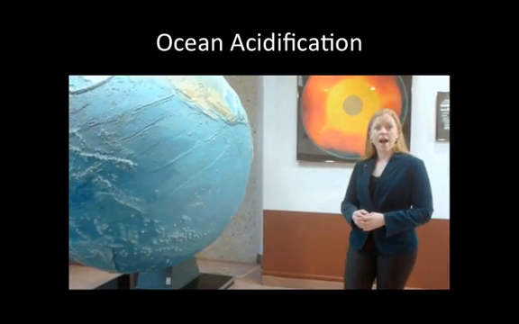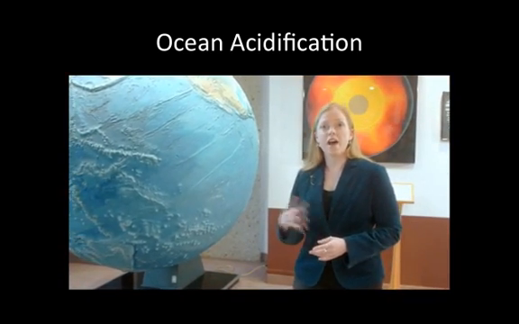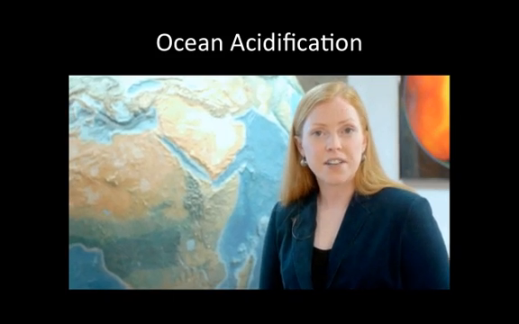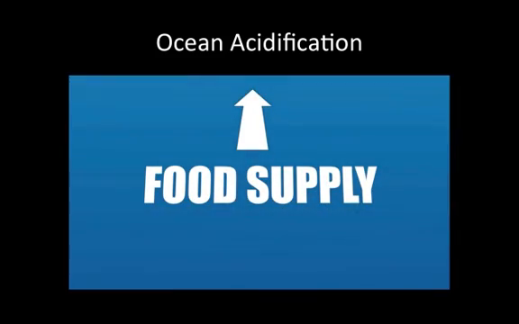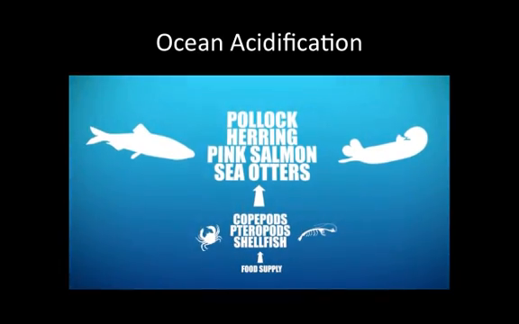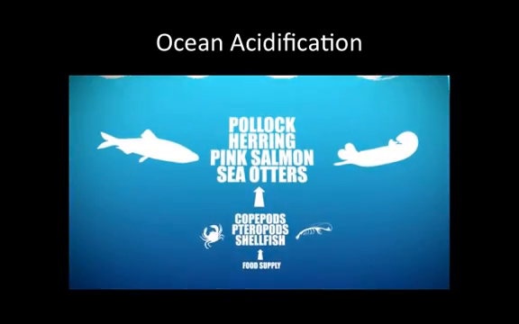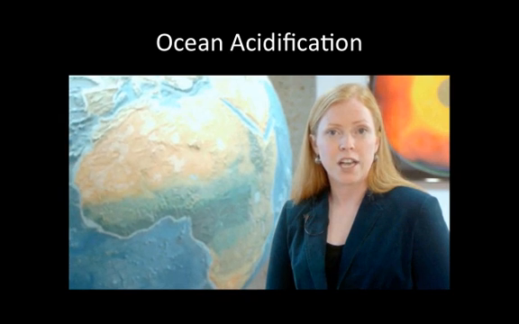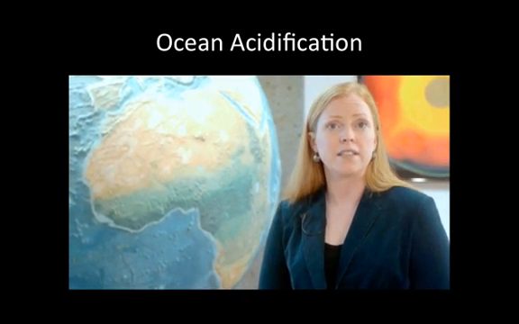Ocean acidification also has the potential to indirectly impact other marine life. A decrease in calcification could significantly affect the food supply of copepods, pteropods, and shellfish that pollock, herring, pink salmon, and sea otters consume. This disruption in the food chain could affect many animals, including humans.